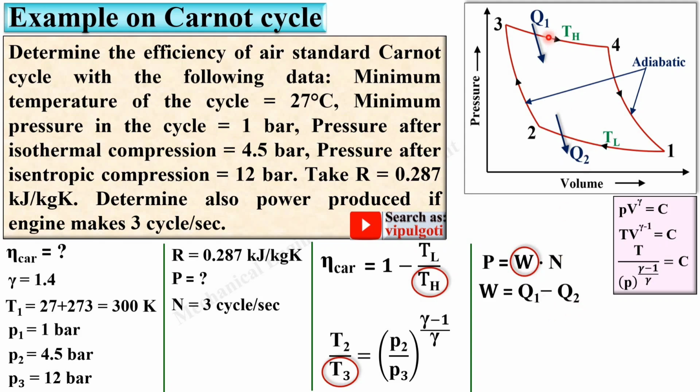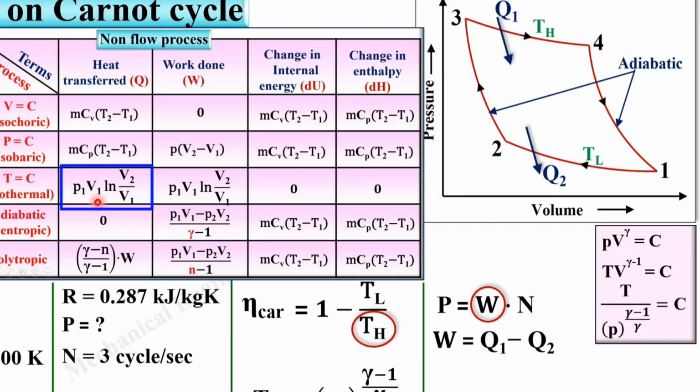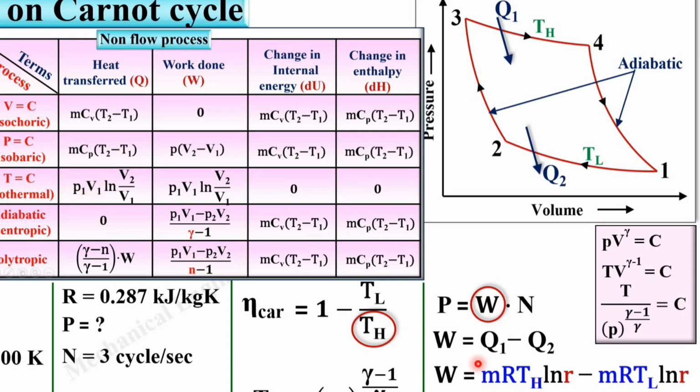Now again, you know that Q1 is the heat supplied during the constant temperature process. And for the constant temperature, the heat addition is equal to P1 V1 ln V2 upon V1. So I can put it over here, the formula for the Q1. And again, you know that P1 V1 is equal to mRT, and that is at the temperature TH. That's why it is mRTH. And V2 upon V1 is the ratio of the volume, the expansion ratio. But in Carnot cycle, expansion ratio and compression ratio are always equal. So you can say simply it is ln R, where R is the volume ratio.